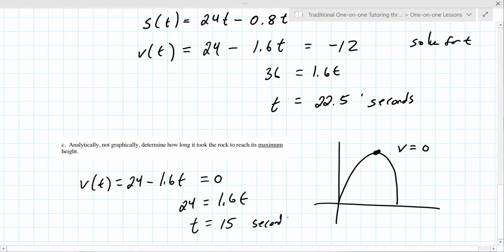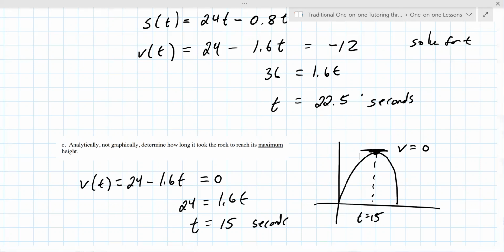All right. So that's this right here. That is not the max height. That's just when the max height occurs. If it asked for the max height, you would put this number back into the original, not the velocity, because the velocity is 0 there. We want to know its position. Velocity is 0 there because it's a horizontal tangent.